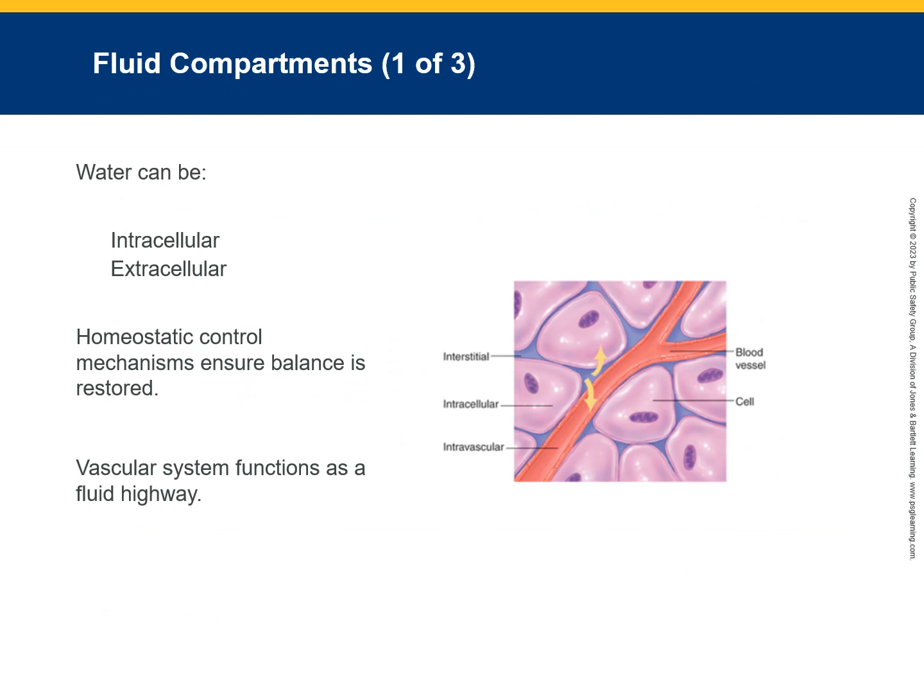So inside of our body, there are three specific places where water can be held. The intracellular area, or within the cell, and the extracellular area, or the area outside of the cell. Homeostatic control mechanisms ensure that balance is restored and maintained between intracellular and extracellular fluids. The vascular system also has fluid inside of it, and it is the fluid highway. It moves fluids into and out of those extracellular and intracellular places.